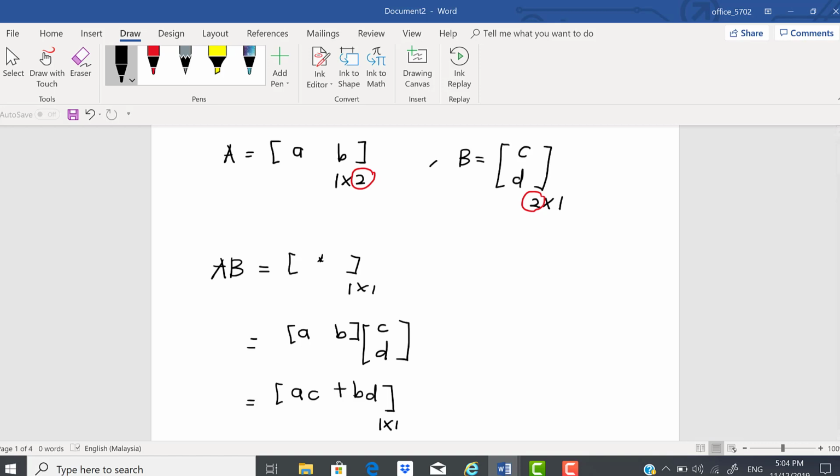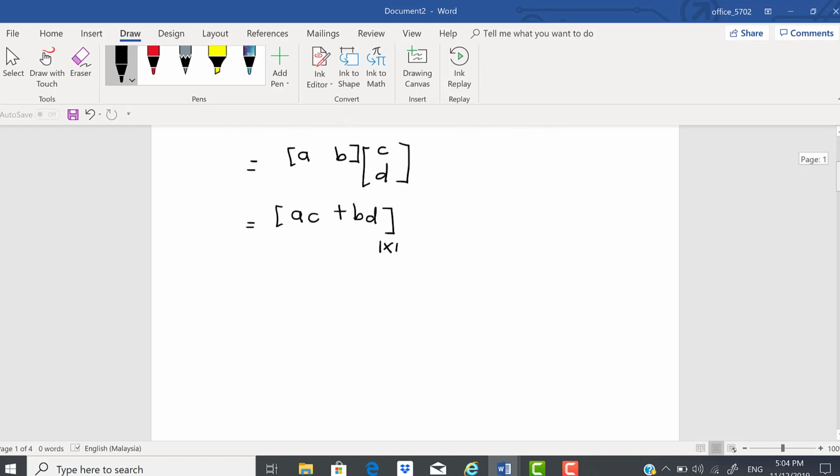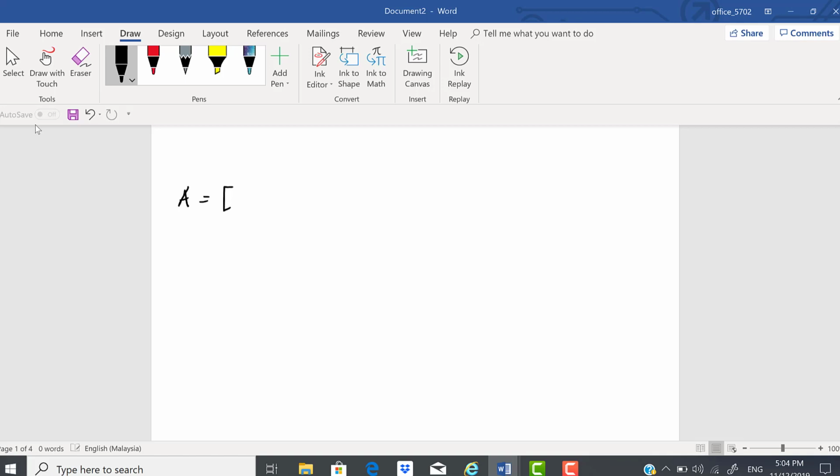Okay, now we look at the example. Let's say we have the matrix A is equal to 2 and negative 3. So this is a 1 by 2 matrix. We have one row and we have two columns. So we have our B is 6 and 5. Okay, so this is 2 rows and one column.